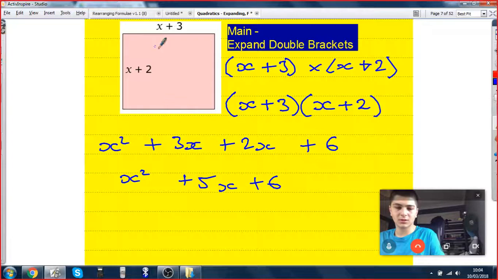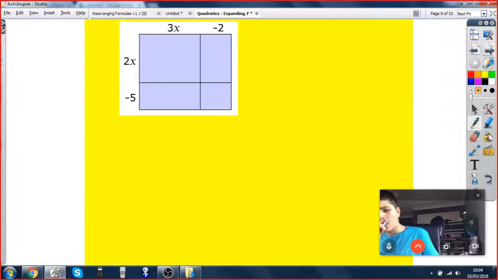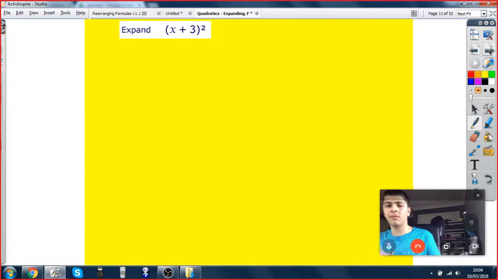Same idea, if you were to split those up into 4 parts, x2, x3, you'd get 4 different sections. X squared, 3x, 2x, and 6. And then you can simplify it. Okay, I think you're going to be fine for these.